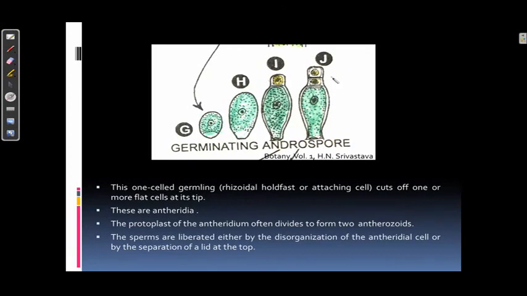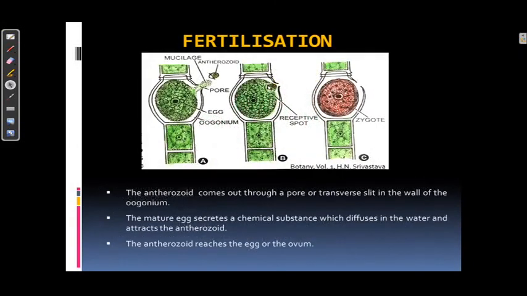Now, once they attain maturity, the antherozoids are liberated by the rupture of the antheridial cell or by the separation of the upper lid, which is there at the top of the antheridium. So, we have studied how the male gamete is formed, how the female gamete is formed, and how these gametes are formed in the Macrandrous species, and how they are formed in the Nannandrous species.